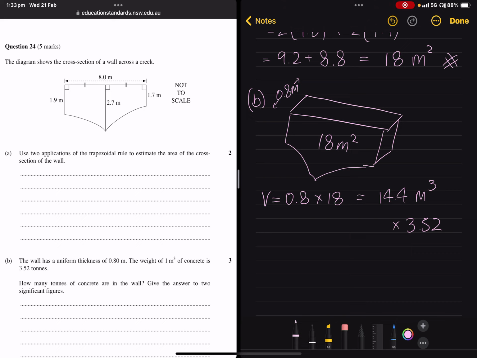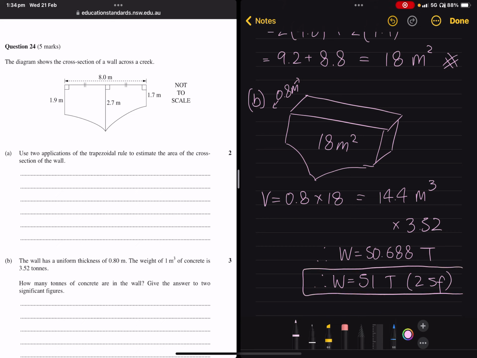My calculator tells me that that is 50.688. So therefore the weight W is 50.688 tons. We're told to give our answer to two significant figures, so therefore the weight is actually 51 tons when rounded to two significant figures. Remember, significant figures is essentially the number of numbers, so 50, however the 6 would round the 0 up, so the 0 has to round up, and this is the answer to this question.